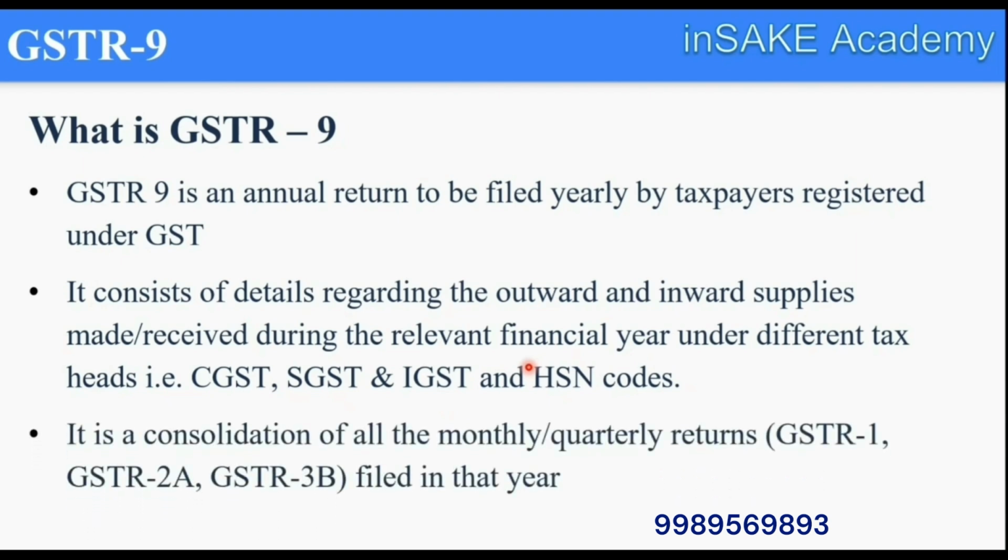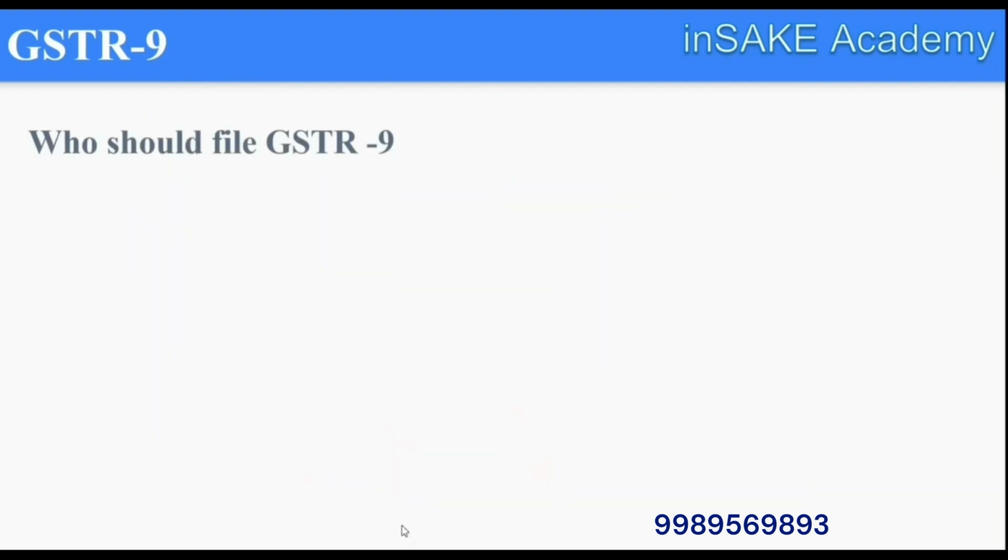As I told already, it is a consolidation of all the monthly and quarterly returns of GSTR 1, GSTR 2B, GSTR 3B filed that year. The regular taxpayer will file GSTR 1 monthly or quarterly, monthly GSTR 3B, and GSTR 2A is an auto-populated form. All the details mentioned in those reports, we will consolidate and file in a form called GSTR 9. Who should file the GSTR 9?